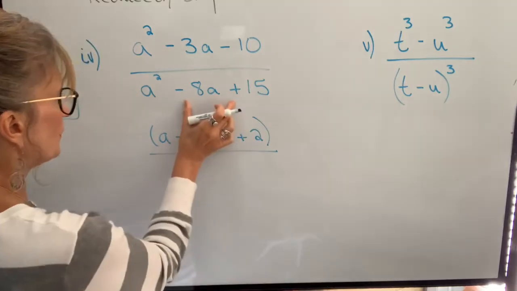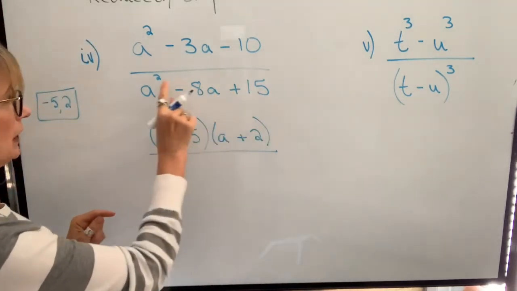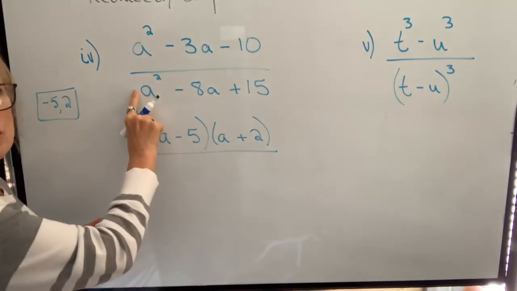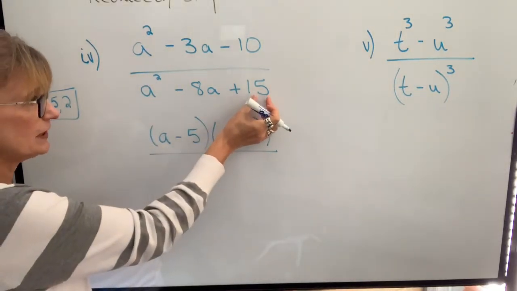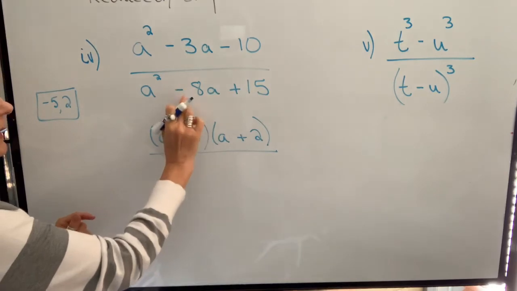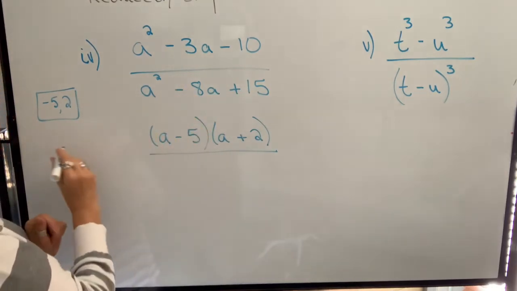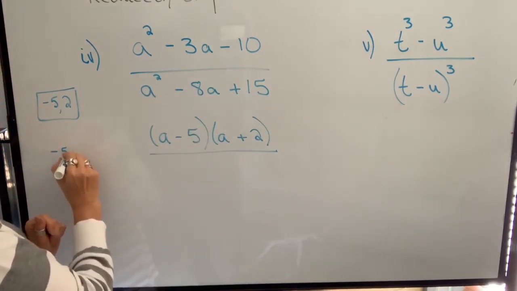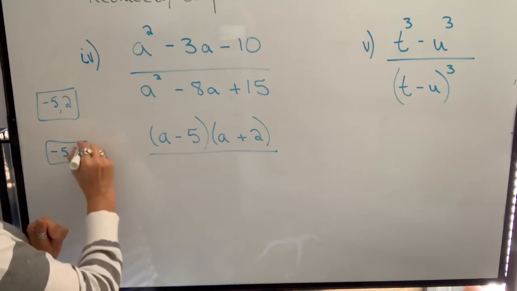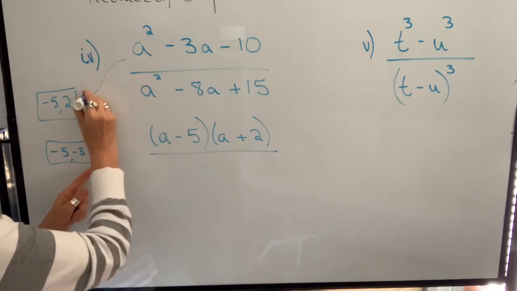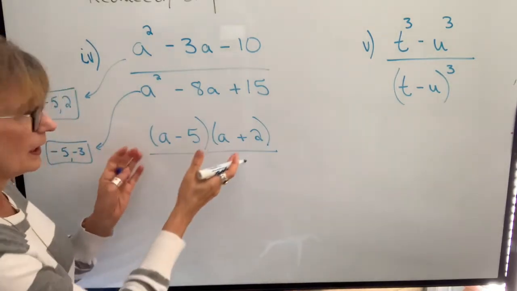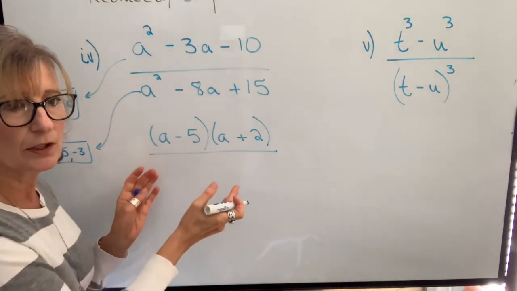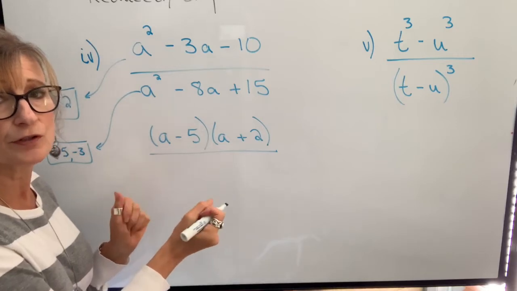I do the same thing with the denominator. It's a trinomial. The leading coefficient is a 1. So I'm looking for two numbers that multiply to equal +15 and add to equal -8. And those two numbers will be -5 and -3. So that was for the numerator. That's for the denominator. I covered all of this in my video on factoring trinomials, the leading coefficient of 1.